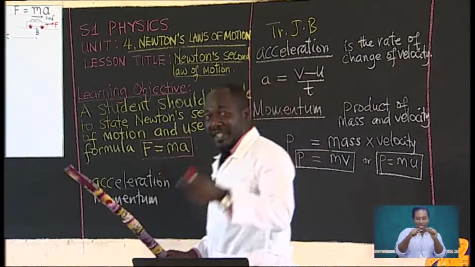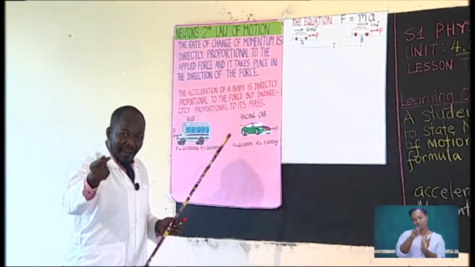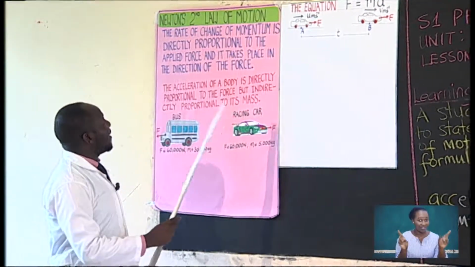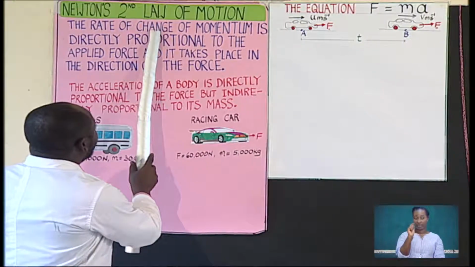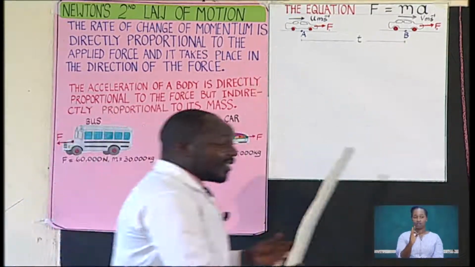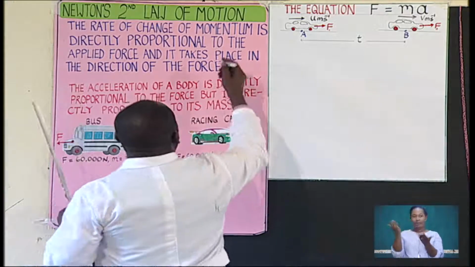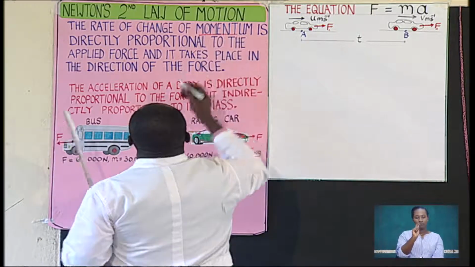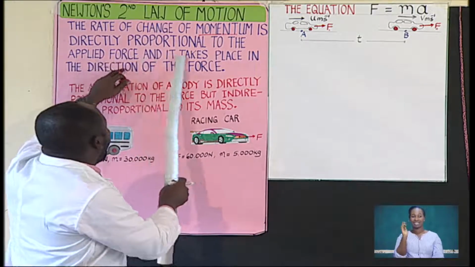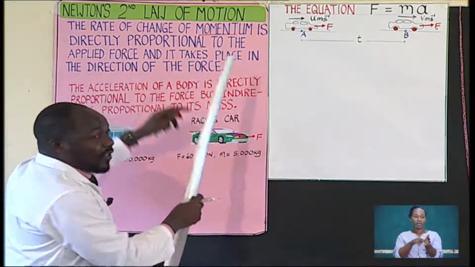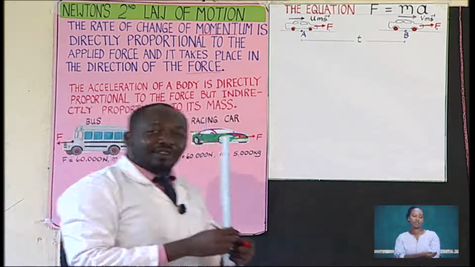Okay, let's read Newton's second law of motion together. Are you ready? For me, I'm very ready. Good. What does it say? The rate of change of momentum, do you see? We talked about momentum, now we are seeing it here. The rate of change of momentum is directly proportional to the applied force, and it takes place in the direction of the force. That is what Newton's second law of motion tells us.